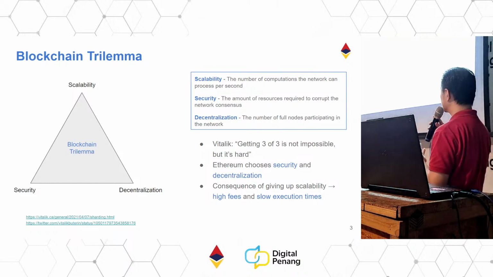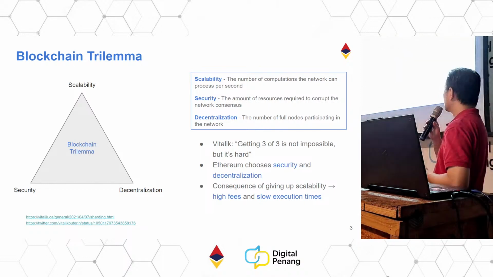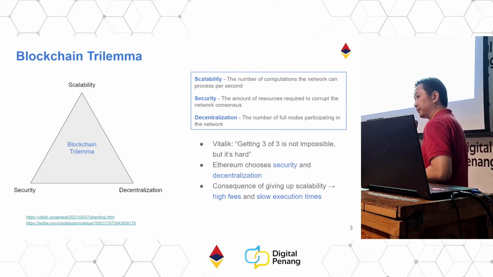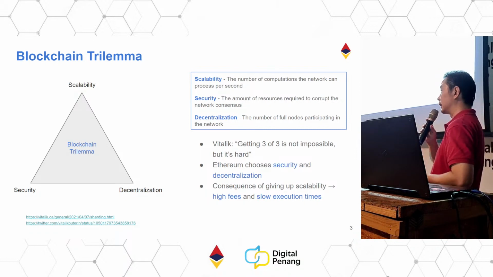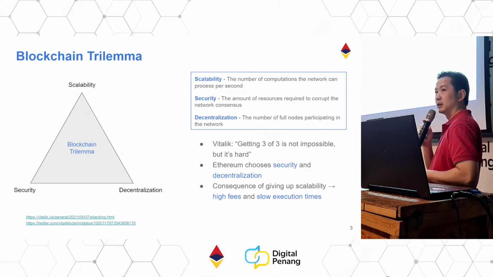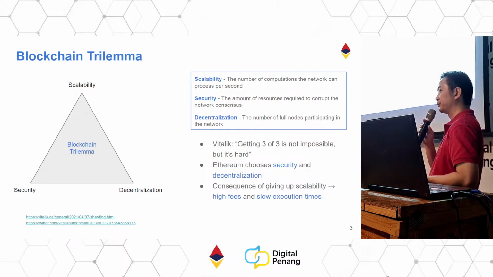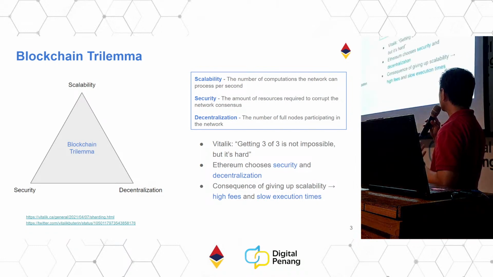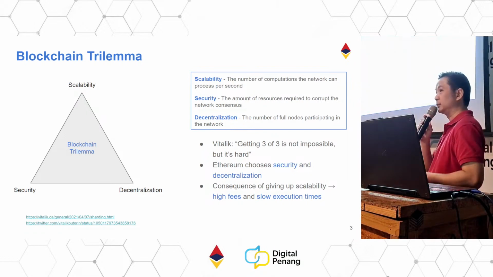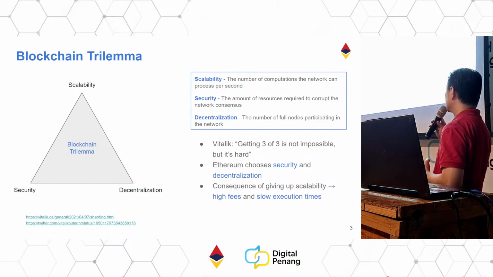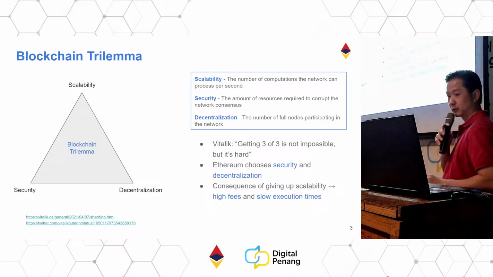They're choosing these two because a blockchain by itself, if it is not secure, nobody is going to use it, right? If it is not decentralized, it is no different from Web2 applications or the Web2 world. So these two are quite sensible, and to me a pretty good choice. So what was sacrificed is scalability, right? Because you trade off scalability, it will lead to high fees and slow execution time.